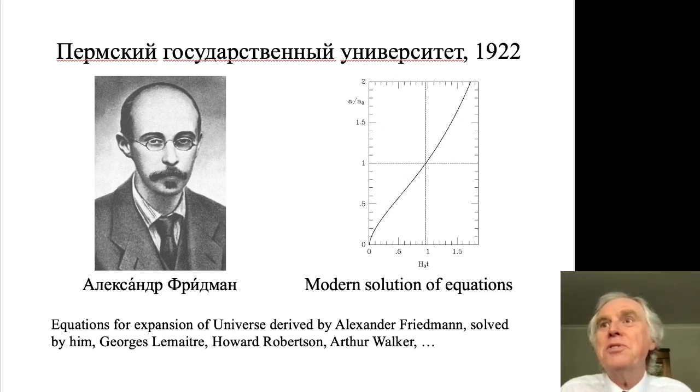Well, now we have to jump back to 1922 and the chap on the left here, Alexander Friedmann. I've written his name out in Cyrillic since the transliteration that's used doesn't do justice to his name. He was working at the Perm University, and very soon after the equations of general relativity were spelled out, he showed that the basic solution was going to be an expansion. Now, a modern version of that solution is shown in the figure on the right, where on the x-axis I've put time, scaled by the Hubble constant, and on the y-axis I've put the size of the universe.